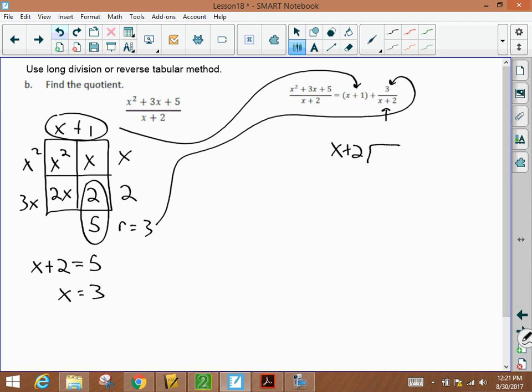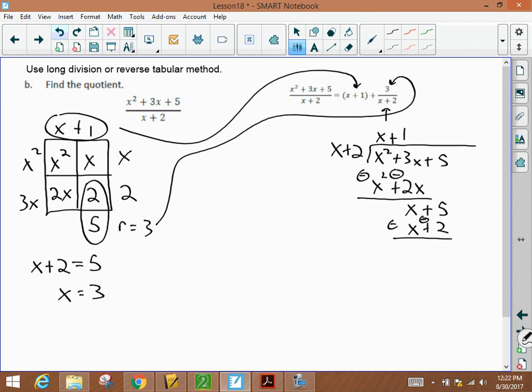Here we go. We are going to divide x squared plus 3x plus 5. All right, so that's got to be an x. When I multiply it out, I get this. I'm going to change the signs and add. And there's our x. Drop down the 5. What do I need to multiply x by to get x? Well, just 1. When I multiply that back out, I get 1 times x is x, 1 times 2 is 2. Change my signs and add, and there it is, my remainder.